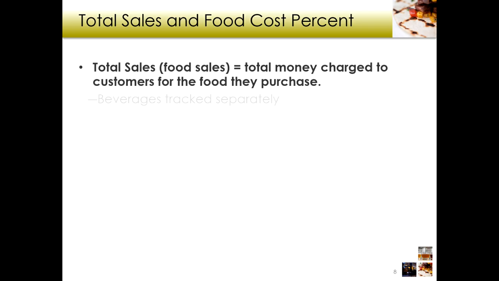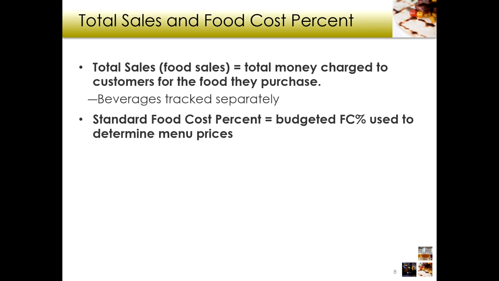Okay, so total sales equals the total money charged to our customers for the food they purchased. Beverages are tracked separately because we're going to calculate a beverage cost based on our beverage sales, right? Our standard food cost percentage is the amount that we budgeted to use to determine our net menu prices. So in our previous slides, when we determined our selling price, we were using our standard food cost percentage, or I called it a potential food cost, right? A couple of different terms that are used interchangeably, right? In our text, we call it standard food cost. Anything budgeted is considered standard.